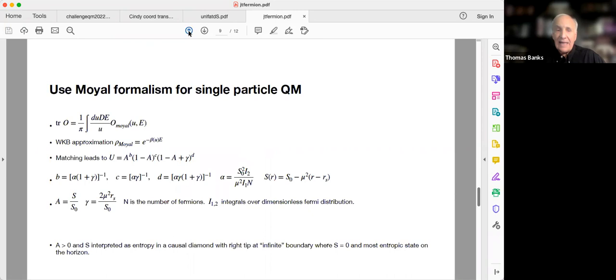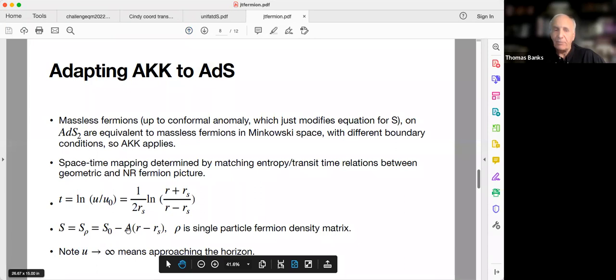If I look at this formula and I take A to be positive, as I've insisted, then if S naught is finite, I can't go all the way out to infinity, because the entropy becomes zero at a finite value of R. Where that value is depends on what S naught is. It's very, very far from R_S if S naught is very, very large.